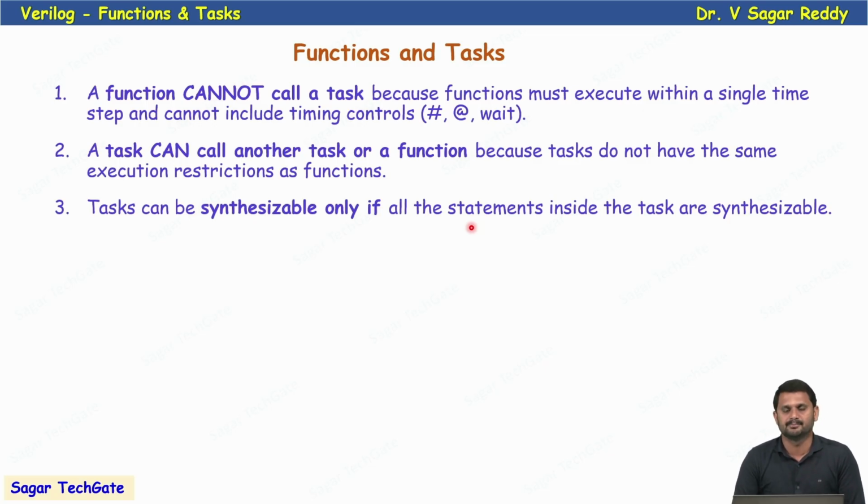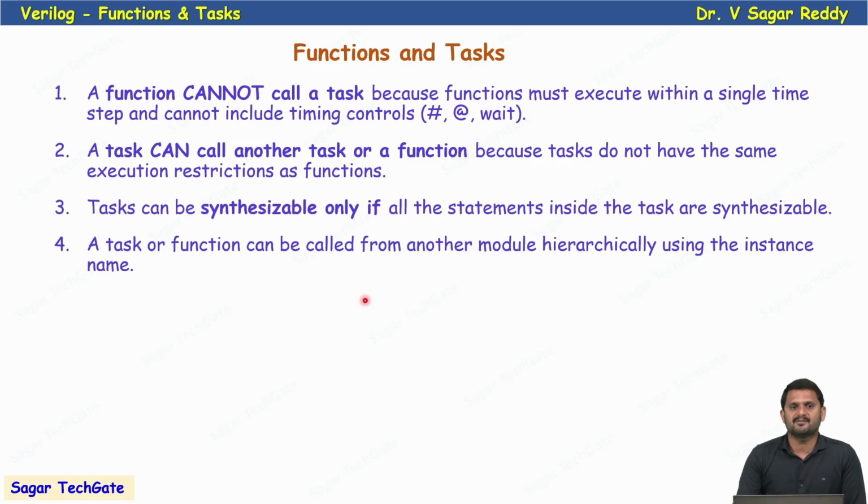we'll use tasks only. A task or function can be called from another module hierarchically using the instance name. Clear? So a task or function can be called from another module by using the instance name hierarchically. I'll tell you one example. Clear? But what is the important limitation? We can call, but we have some limitation.